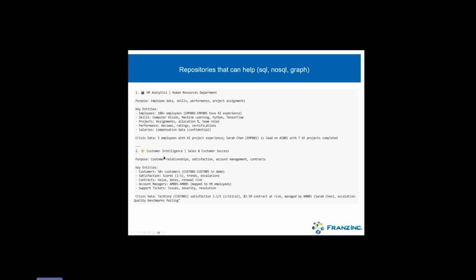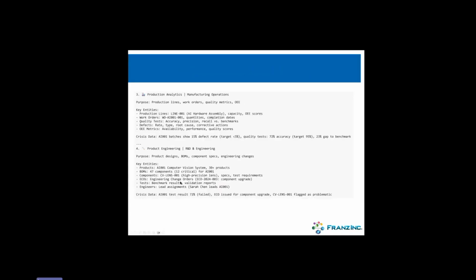Then there's a customer intelligence database for customer relationship satisfaction, account management, contracts. And we find that TechCorp is really mad. They give us only a 2.1 out of 5 rating. They have a contract with us for $2.5 million, and it's managed by Sarah, who's already doing way too many things anyway. So there's a quality benchmark failing. And that is in another database.